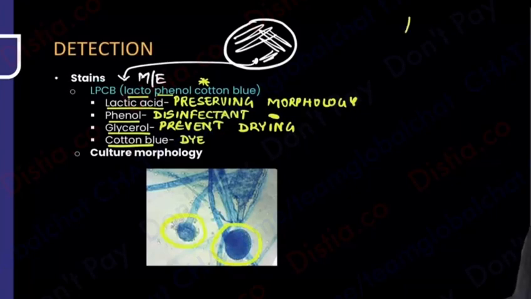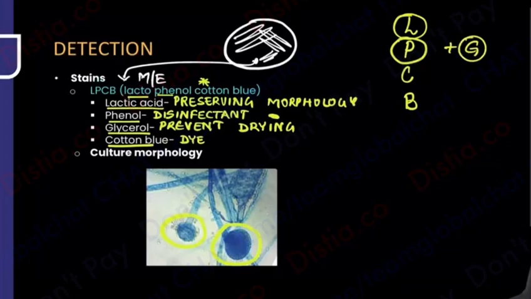So let's repeat. When I say lacto, phenol, cotton blue: lacto is for preserving morphology, phenol is a disinfectant, we studied it, glycerol is another thing that we have which is going to give all the water and prevent the drying, and cotton blue will give the color. So tell me, are you putting lactophenol? Now comes the real question, so make a table around it.